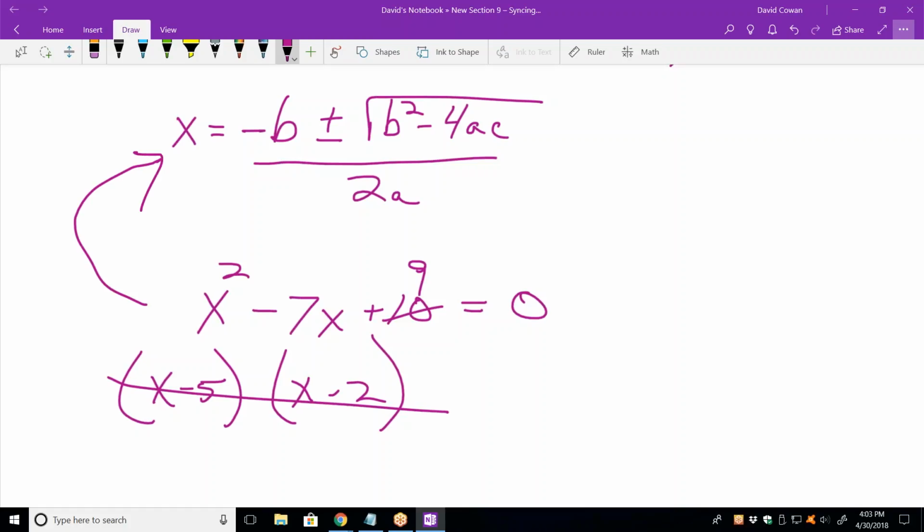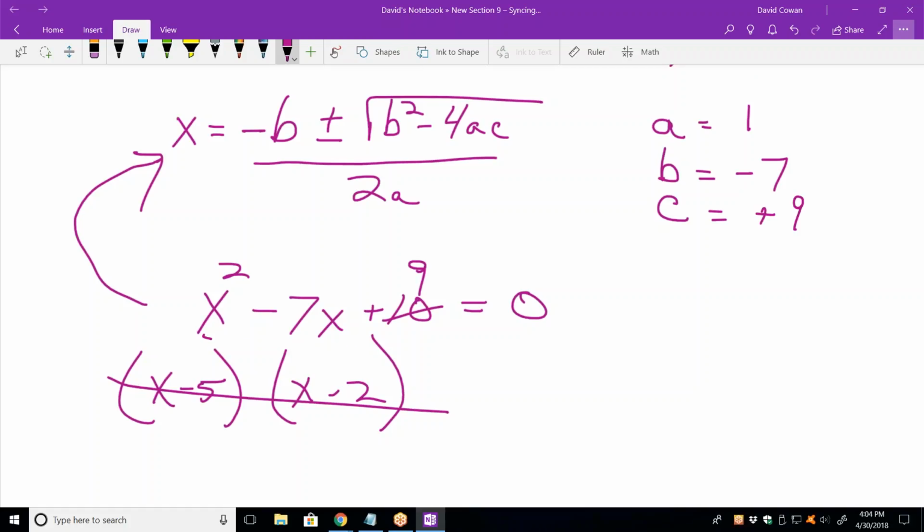Now, in the quadratic that I gave you, x squared minus 7x plus 9, tell me what A, B, and C are. A is 1. It's never x. It's the coefficient, always. What's B? B is negative 7. What is C? Positive 9. Okay, let's plug that in.